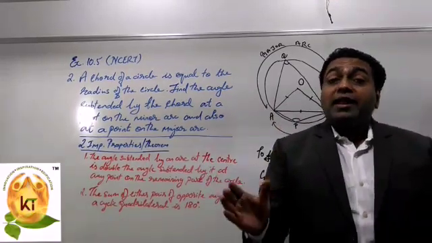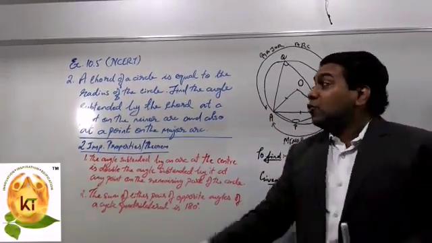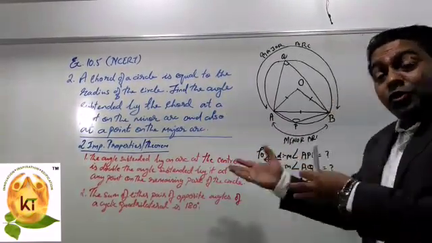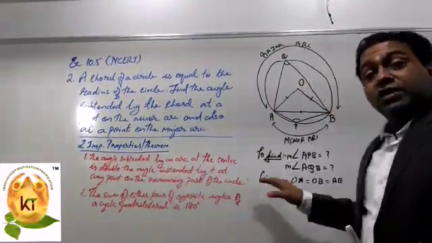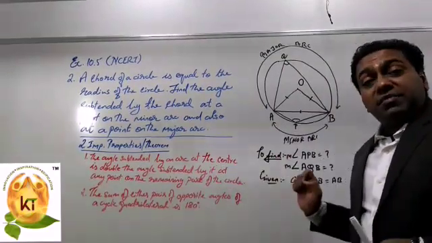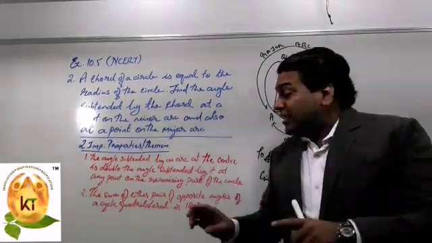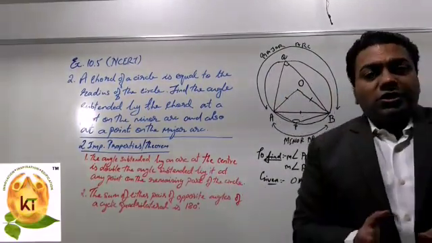Nowhere online or in any solution will they explain which two properties you are going to use in this sum. So you need to understand that the very first theorem that we are using is that the angle subtended by an arc at the center is double the angle subtended by the same arc at any point on the circle.